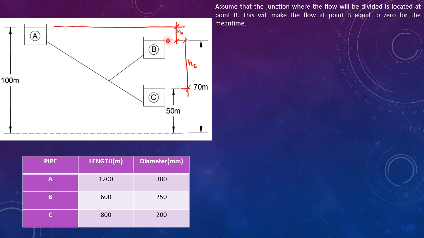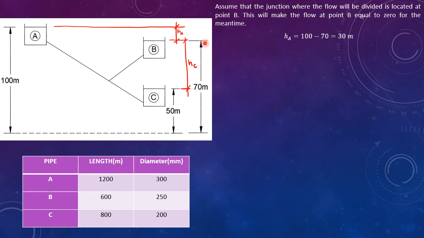Let us assume that the junction where the flow will be divided is located at point B. This will make the flow at point B equal to 0 for the meantime. What we're going to do is determine the discharge when this is head loss A and the discharge when this is head loss C. So head loss A is equal to 100 meters minus 70 meters, and that is equal to 30 meters.